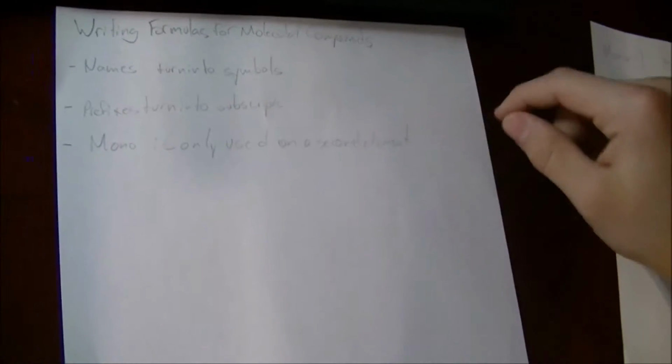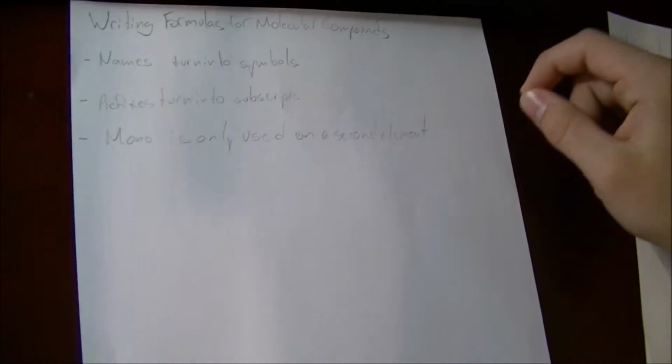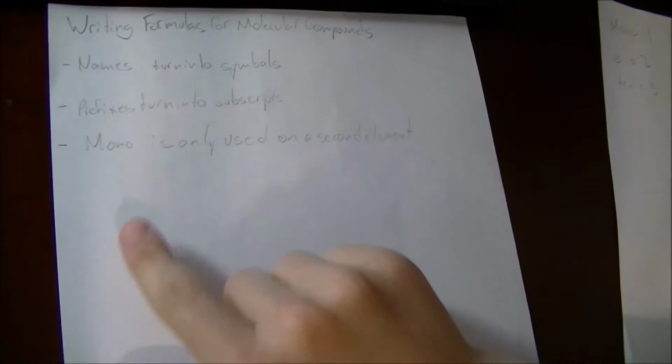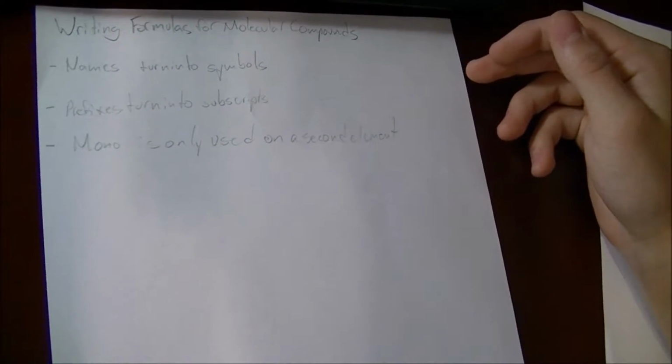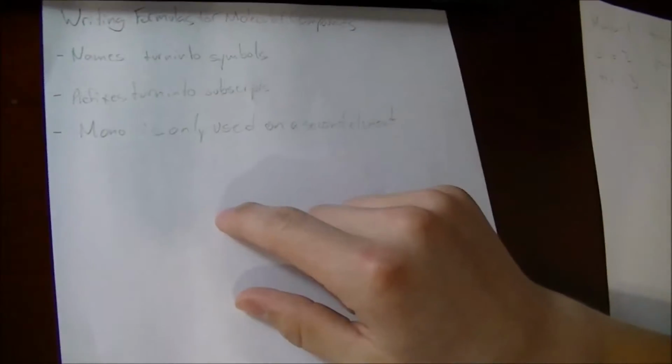And we're going to be turning them into subscripts, and that's going to be describing how many atoms we have of that particular element. And one thing we have to remember is mono is only used on a second element. So if we have sulfur dioxide or sulfur oxide, you're not going to use mono for the one sulfur atom because it's just a rule, but you will use mono for the oxygen atom. So we're going to do a few examples right here.